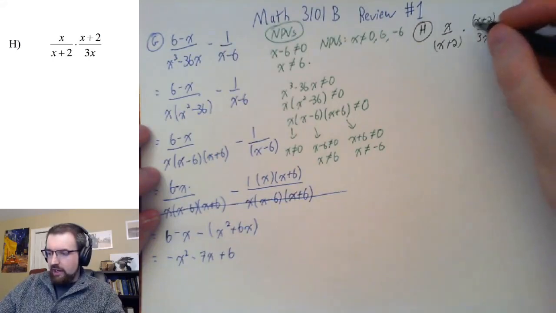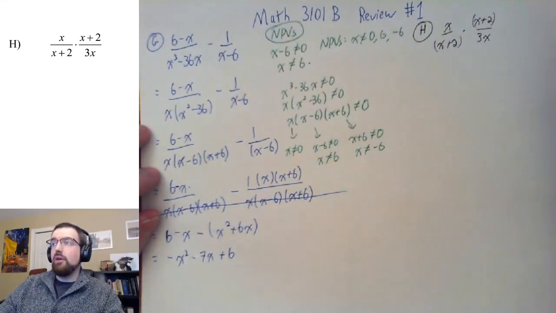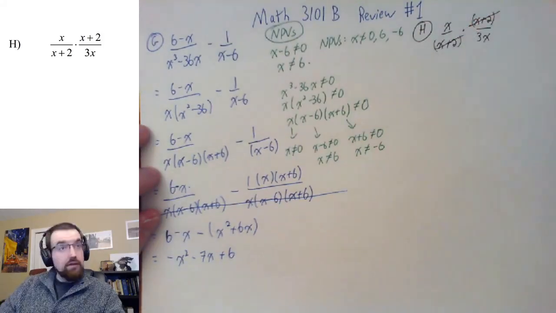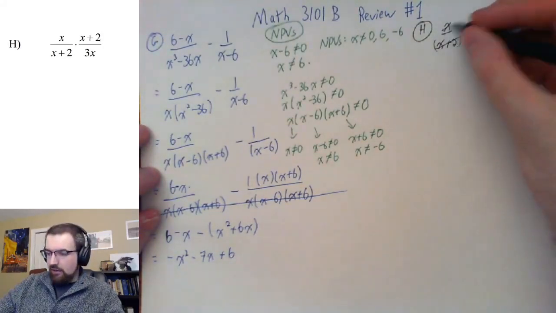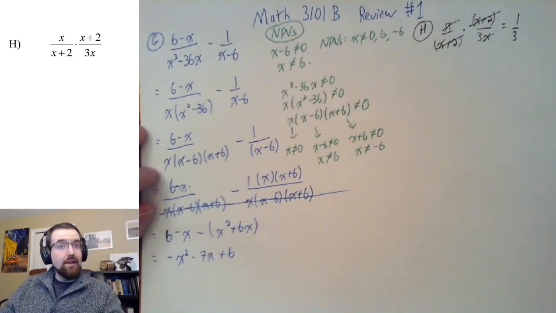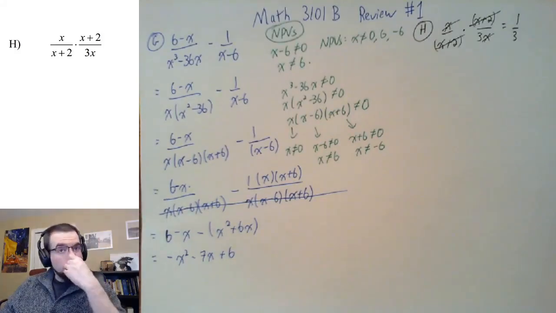So here now we've got an x plus 2 on the top and an x plus 2 on the bottom. So I can cancel these, and I can cancel this x with this x. Now we're just going to be left with 1 over 3. That's it. This one simplifies down.